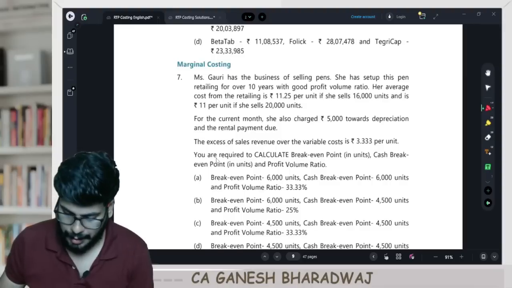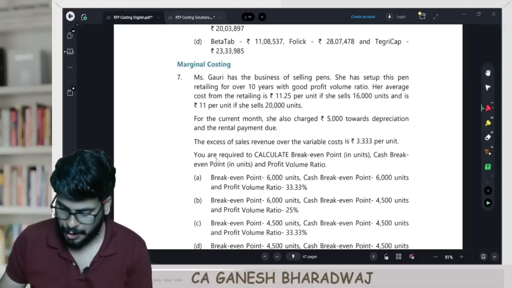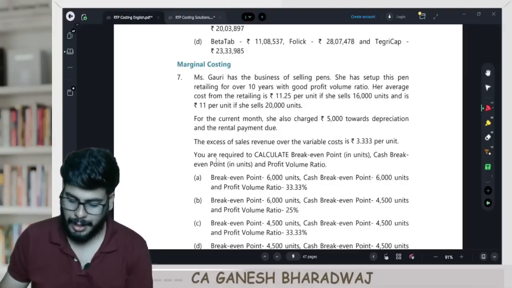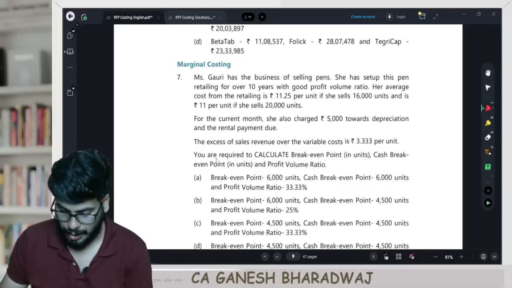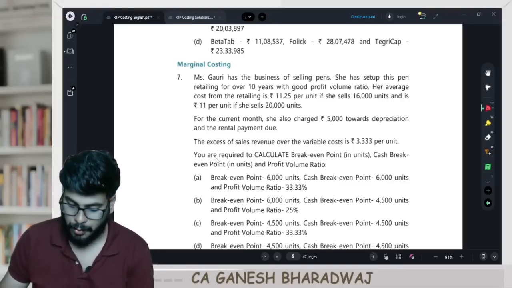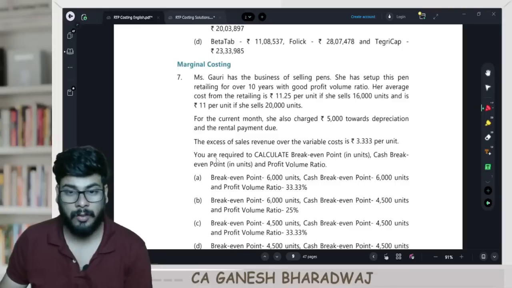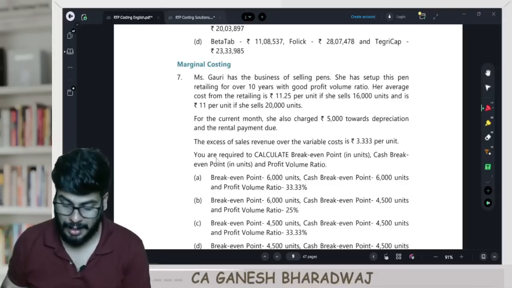She has set up this pen retailing for over 10 years with a good PV ratio. Her average cost from retailing is 11.25 per unit if she sells 16,000 units, and is rupees 11 per unit if she sells 20,000 units. So this question is on volume analysis.